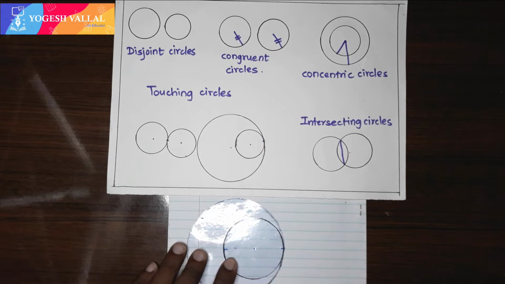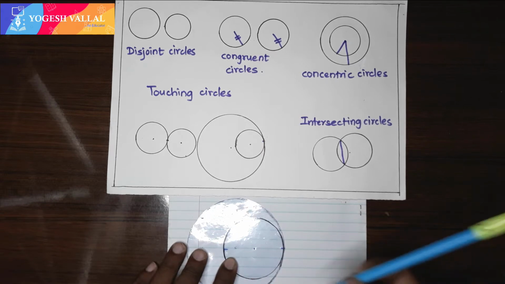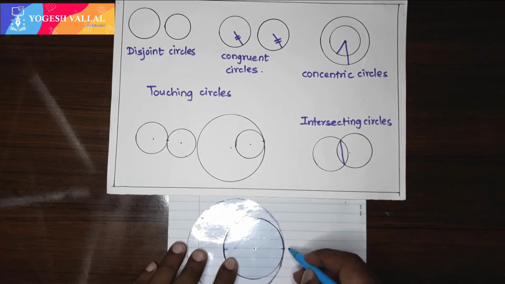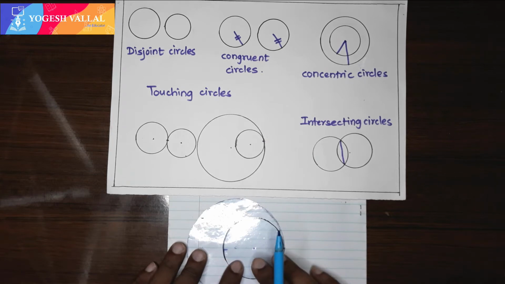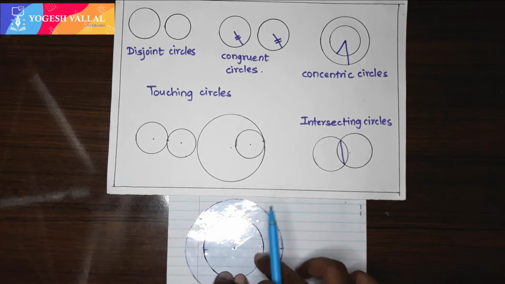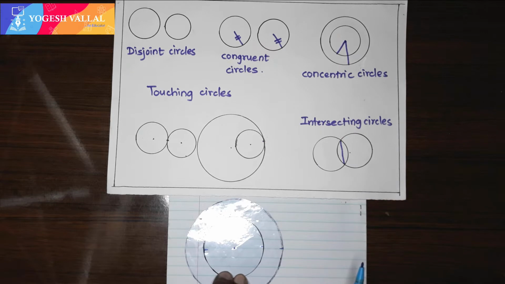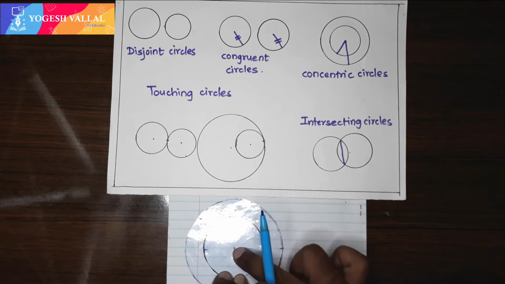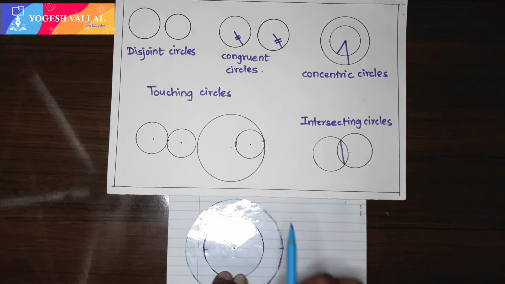now you can clearly see that these two circles are touching at a single point, but this time these two circles are touching internally. And friends, if I put the centers like this, we get concentric circles, where their centers are the same but the radii are different.